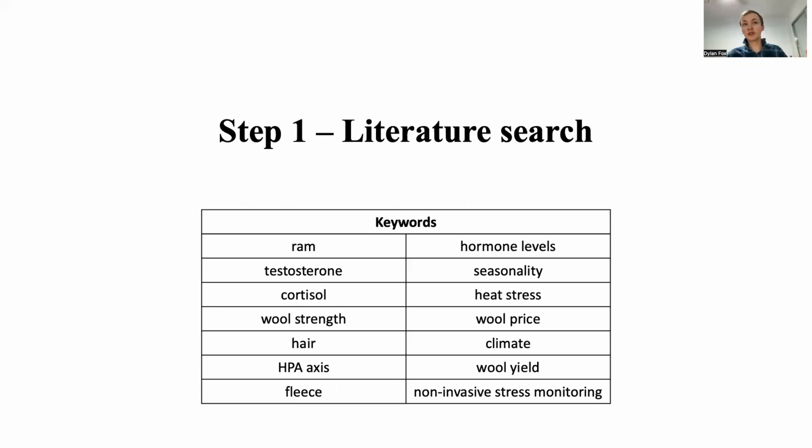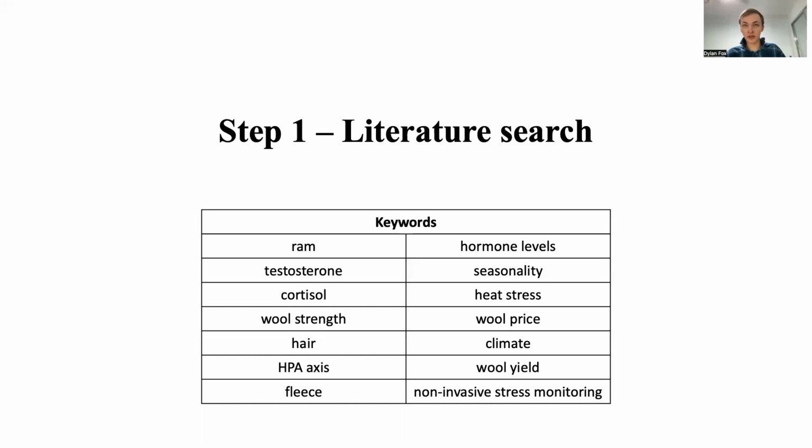So my project is on hormones, and we're measuring those hormones in wool. So we really need to understand some relevant keywords. You can't really perform a literature search if you don't know what you're searching for. Here's a list of 12 or so, maybe 16 keywords that are relevant. So we have things like heat stress, climate, wool yield, the HPA axis, hair, wool strength, cortisol, testosterone, rams, hormone levels, fleece. These are really independent and critical themes that will appear throughout my project.